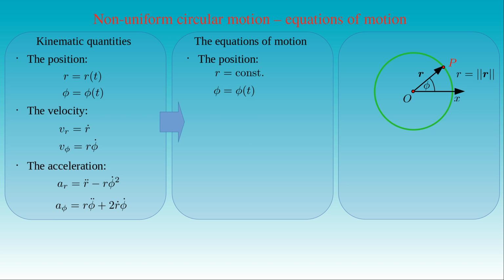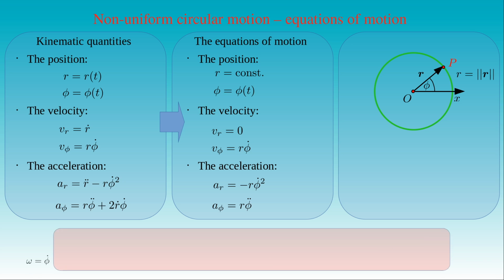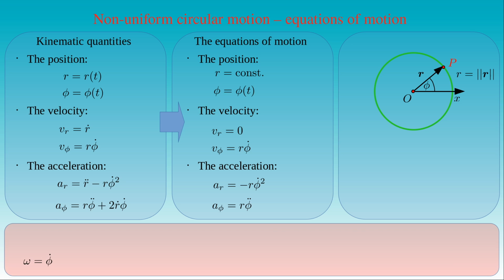The radial component of the velocity of the body traveling around the circle vanishes, and its azimuthal component remains r times phi dot. Both the components of the acceleration of the body reduce to the following expressions. Its radial component is equal to minus r times the square of phi dot, and its angular component is r times phi double dot. Since the derivative of the angular coordinate phi with respect to the time t is equal to the angular velocity omega, we can summarize the equations of motion in the following forms.